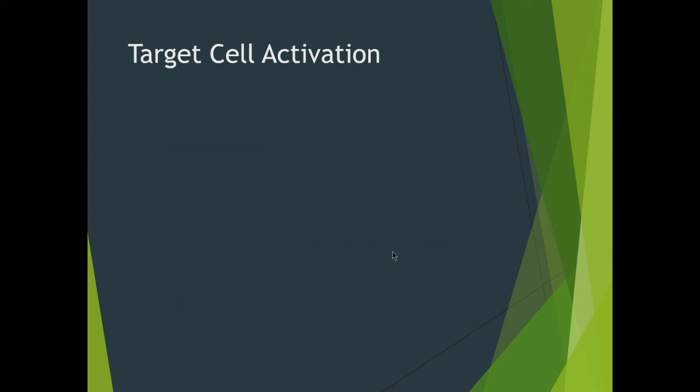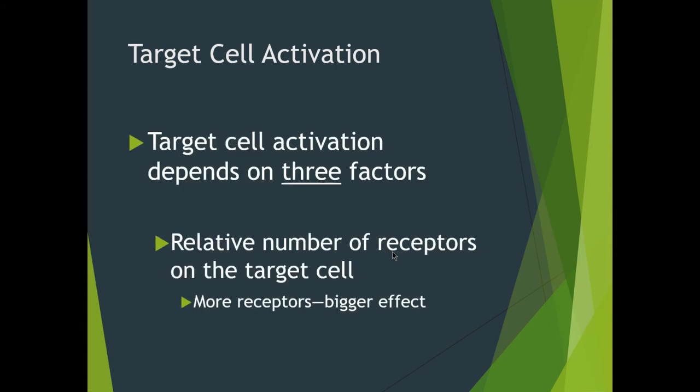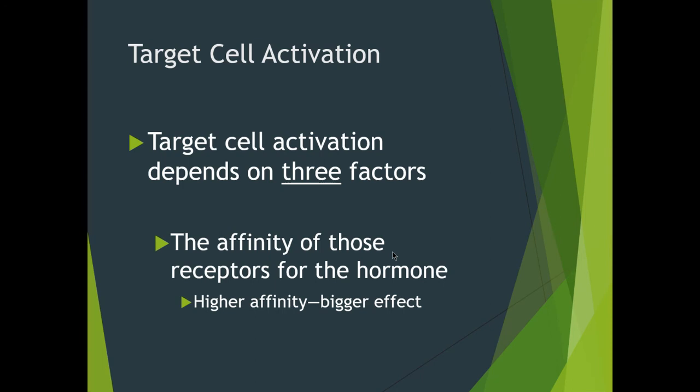So 3 things. 1, amount of hormone. 2, the number of receptors. And 3, the affinity of the receptors.